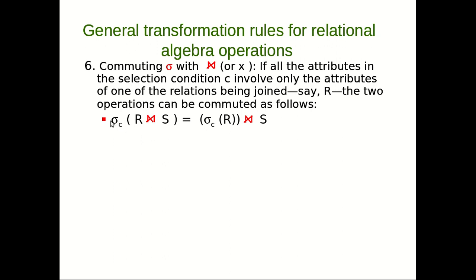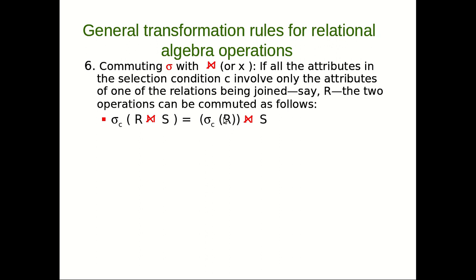You can move this select into R if all the attributes in C belong to the relation R, or if all the attributes belong to S, then we can apply this select condition to S also. Here you assume that all the attributes of C are that of R, then you can write sigma of C first.